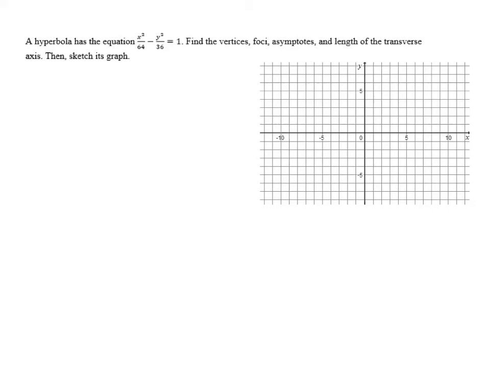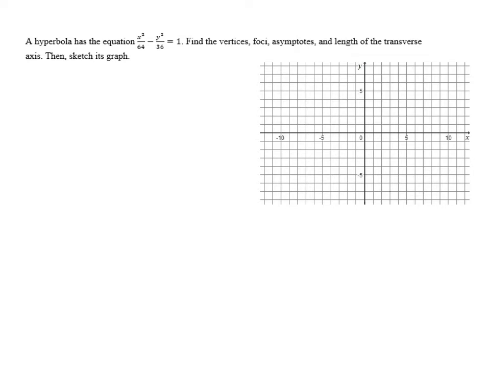A hyperbola has the equation x squared over 64 minus y squared over 36 equals 1. Find the vertices, foci, asymptotes, and length of the transverse axis, then sketch its graph.